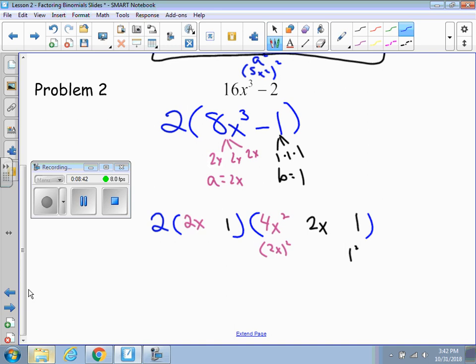And then we remember to use SOAP. So same sign. What did we start with? A minus, so we still have a minus. Opposite sign, which is a plus sign, and AP, always positive. And there's our fully factored problem.